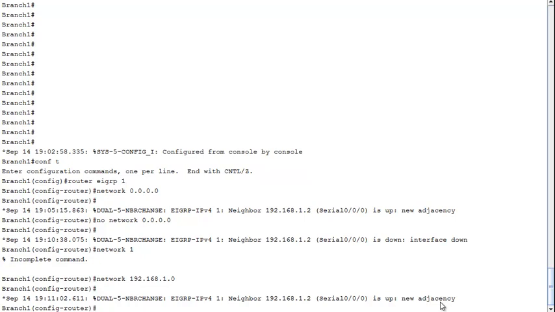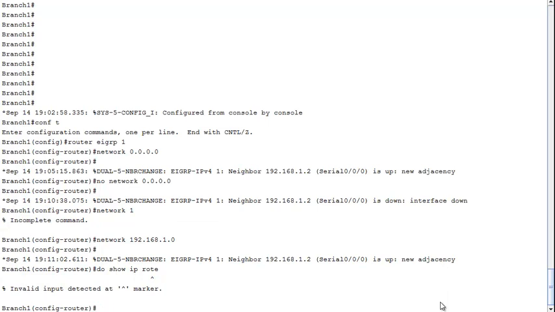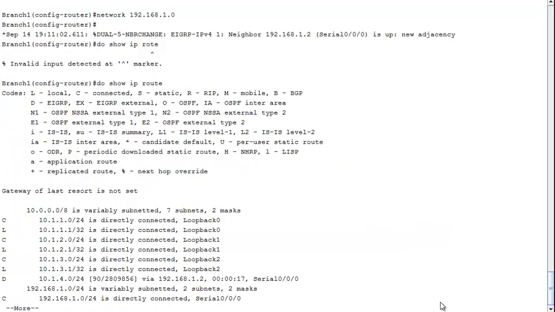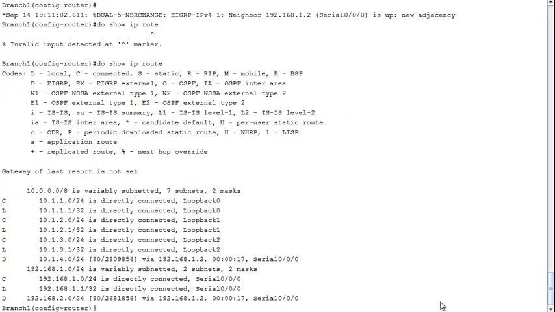Let's do a show IP route. Spell it right first. Okay. Here we still have all the same routes, right? Because it's about what we're advertising, not what everyone else is advertising. So right now, we have our connection to HQ. HQ is telling us about branch 2.